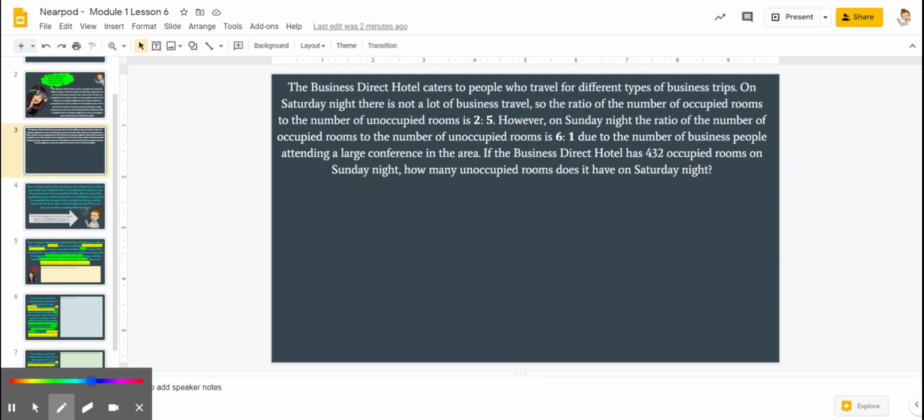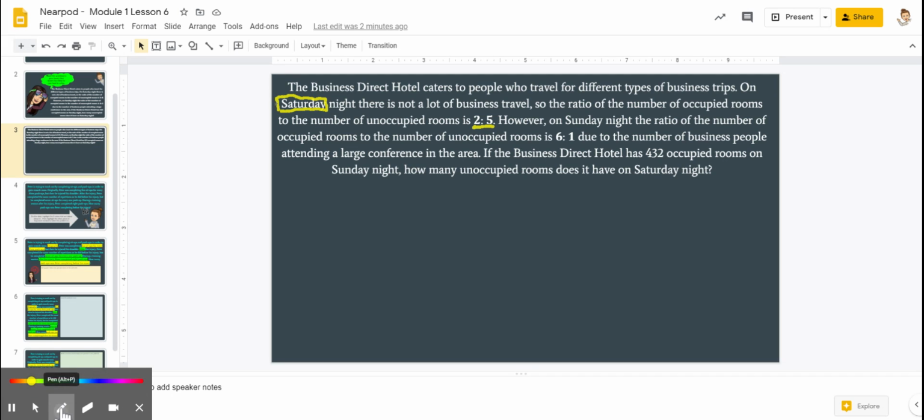Saturday night? There is a lot going on in this problem. So we're going to go ahead and match up the important information so we don't get confused. So the first ratio I came across was this ratio of 2 to 5. And the sentence says, Saturday night, there's not a lot of business travel. So the ratio of occupied rooms to unoccupied rooms is 2 to 5. So this was Saturday. That's important.